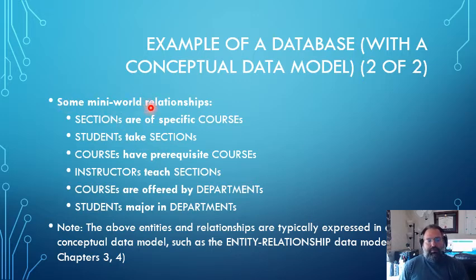So there are some relationships between these particular entities or items which we talked about. Sections are of specific courses, so a course has one or more sections. A student can take a section which is in turn related to a course. Courses have prerequisites of other courses, so in order to take one course, you might have to have completed a previous course. Instructors teach sections, courses are offered by departments, and students major in departments.